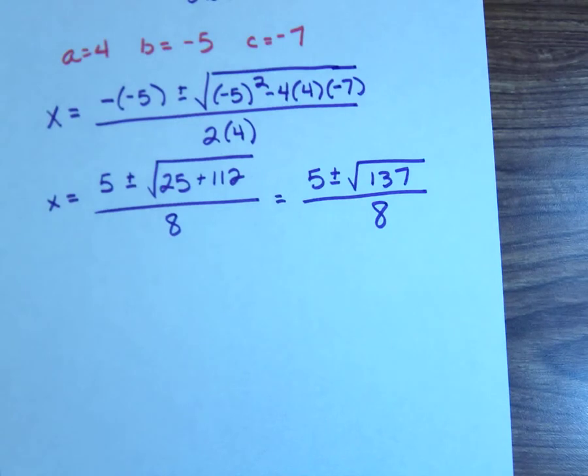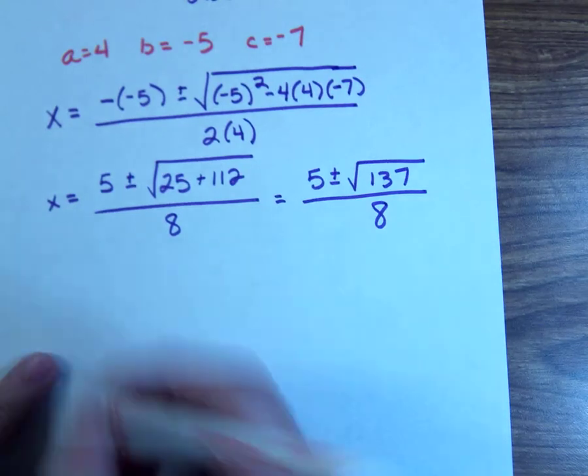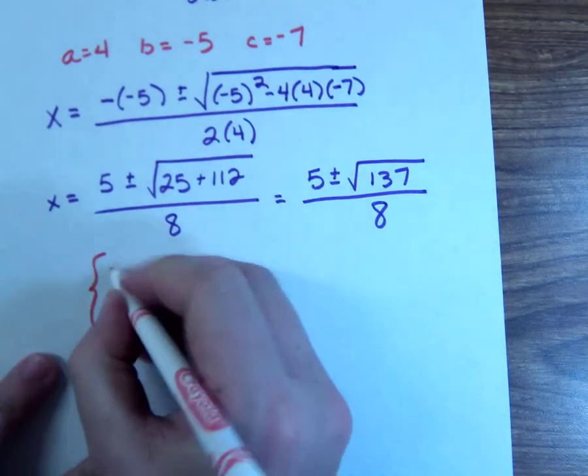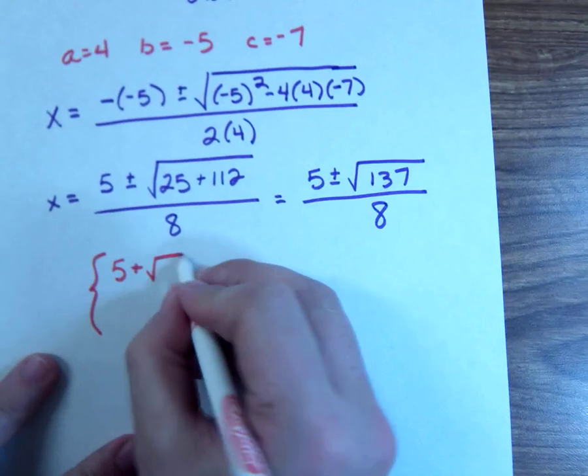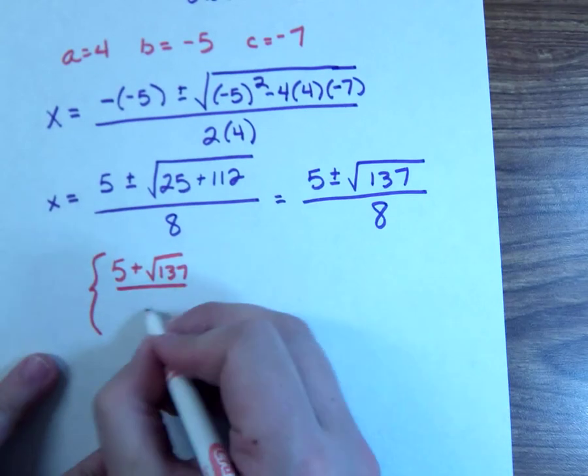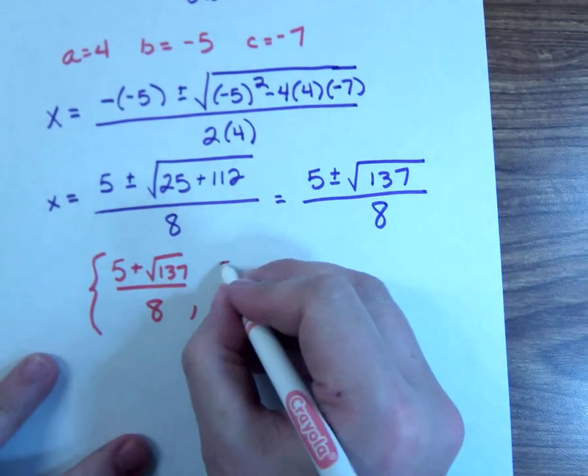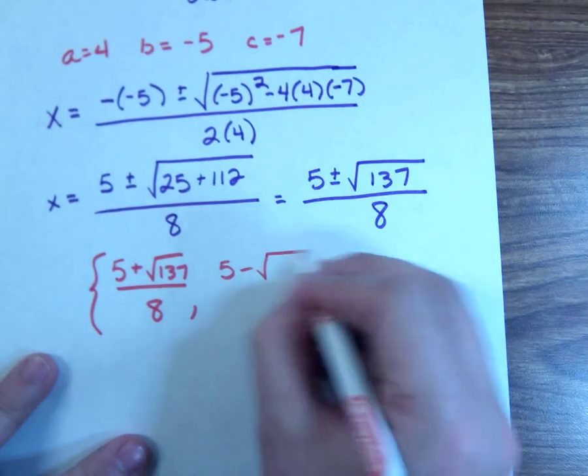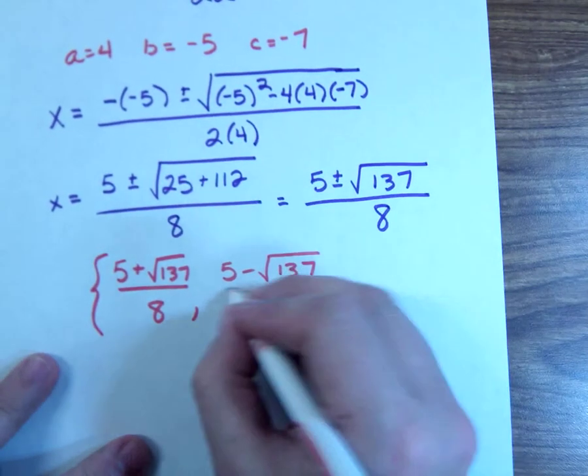The square root of 137 is 137. Yeah, 137 cannot be square rooted. That's a prime number, which means our two answers are 5 plus the square root of 137 over 8 and 5 minus the square root of 137 over 8.